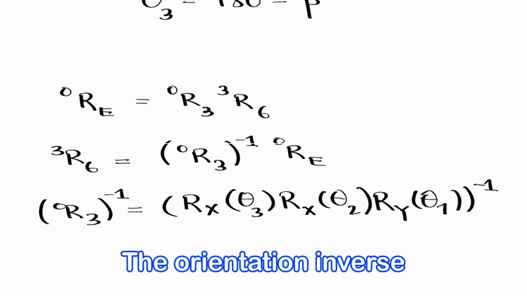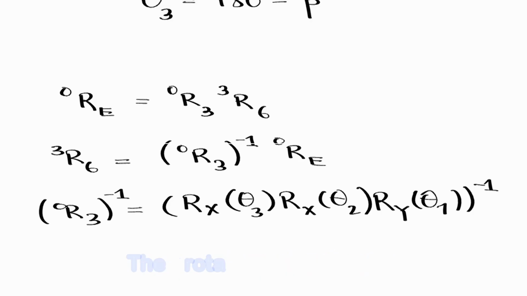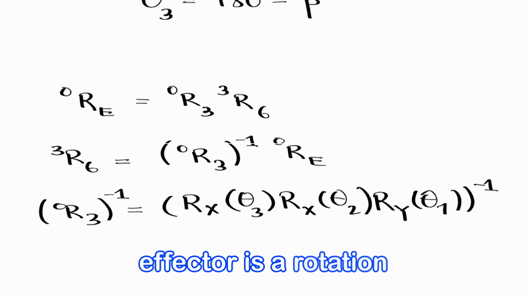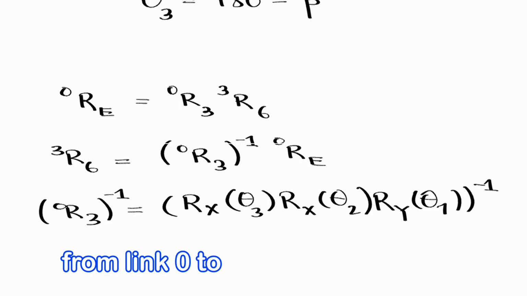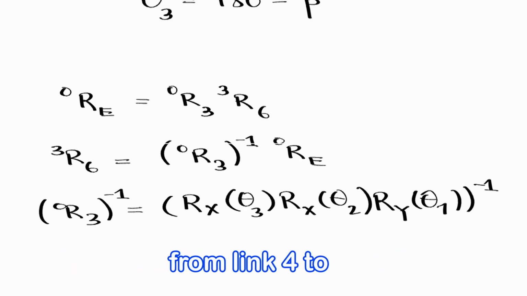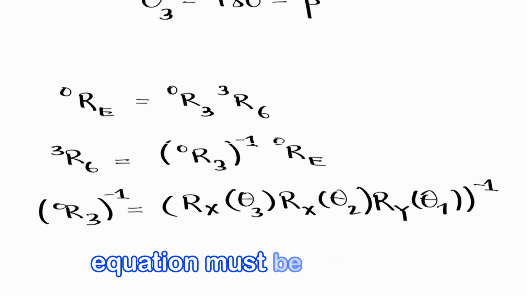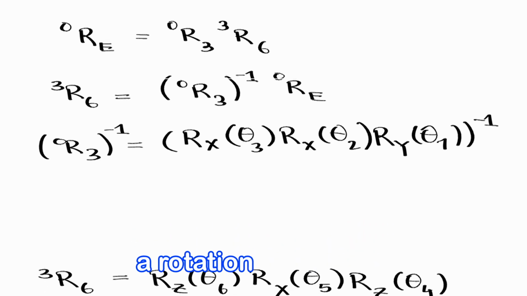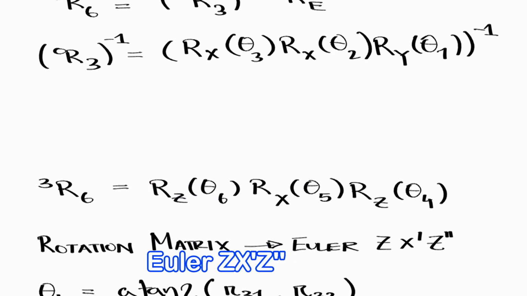Orientation inverse kinematics. The orientation inverse kinematics problem is more complicated. The rotation of the end effector is a rotation from link 0 to 3 times the rotation from link 4 to 6. The following matrix equation must be solved for. It involves converting a rotation matrix into Euler ZXZ angles.